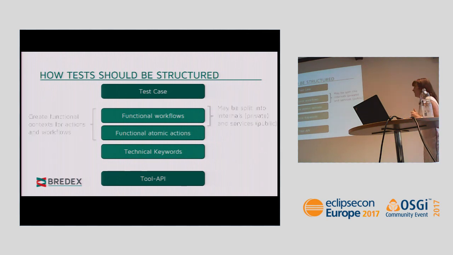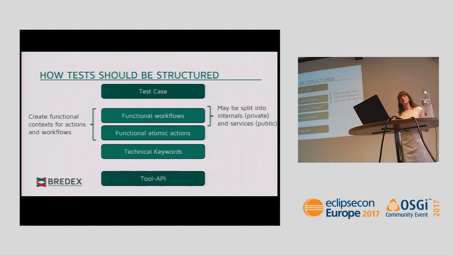So these functional workflows might end up being split into things that are internal, so private. One of the nice things about this is that if we're using Java, which we tend to do, and we're talking about visibility, then we can have rules about what should be visible to other things, right? So we might have internals that are private and services that are public.